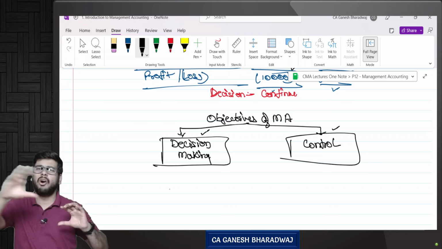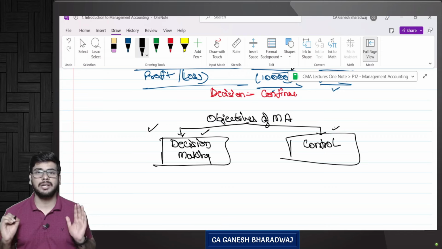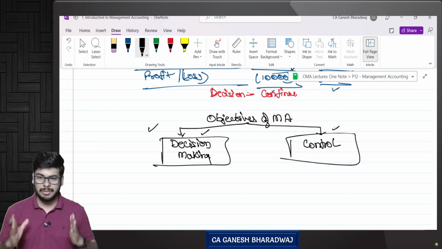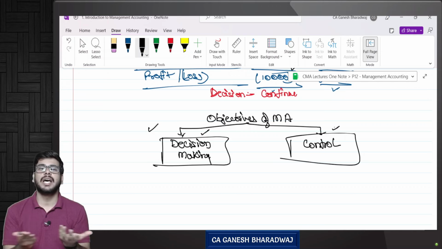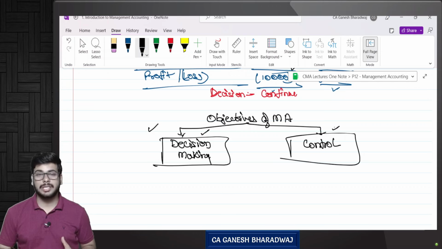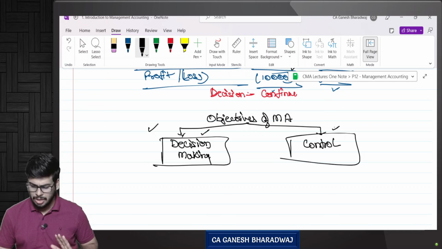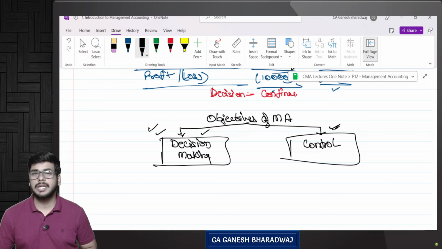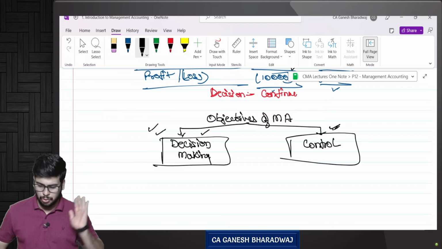So all the chapters that we see here revolve around decision making and control. Control means ensuring that the entire organization's objectives are going as per a plan. You have a plan, you compare that with the actuals, and then any differences between the two need to be properly addressed. This is called control. Broadly, to that extent, it's enough right now. So the objectives of this chapter are two: decision making and control. Are you clear with this? So technically speaking, that's about the introduction.